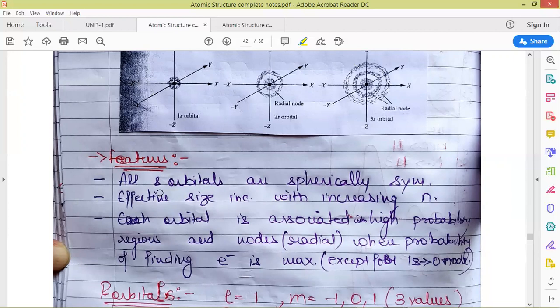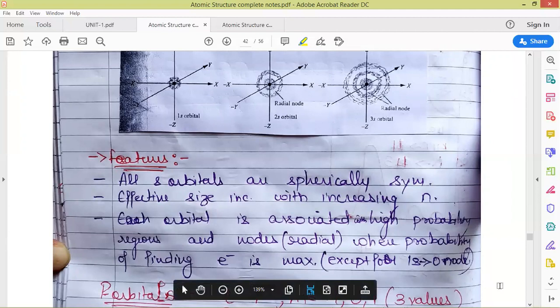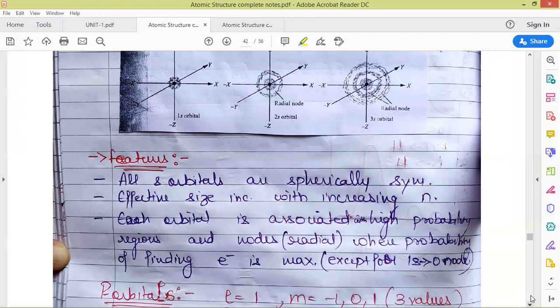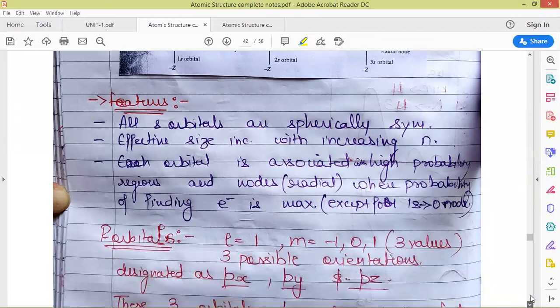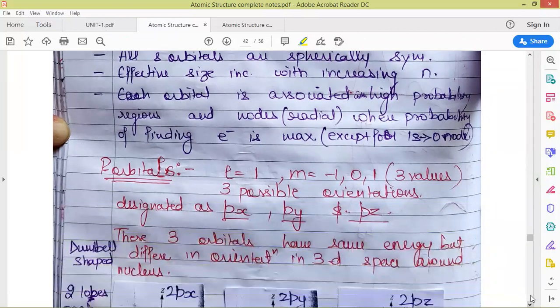All the s orbitals are spherically symmetrical. Effective size increases with increase in the value of n, which we have already discussed. Each orbital is associated with high probability regions and nodes. Here we specifically talk about the radial nodes for s orbitals, where the probability of finding the electron is minimum, and except for 1s there is 0 node. Next we have p orbitals.